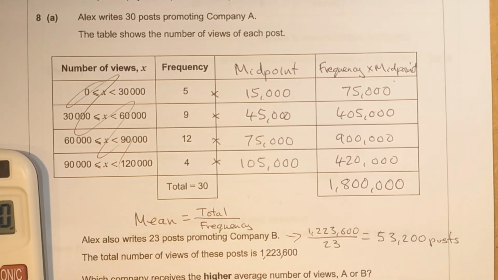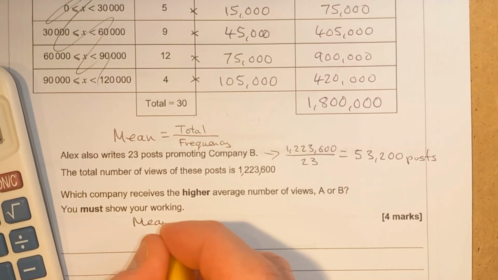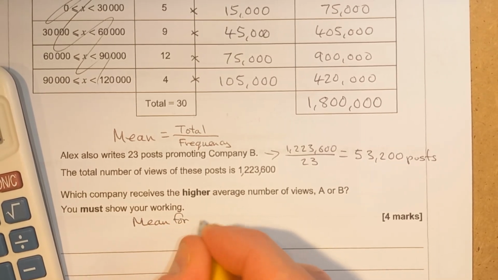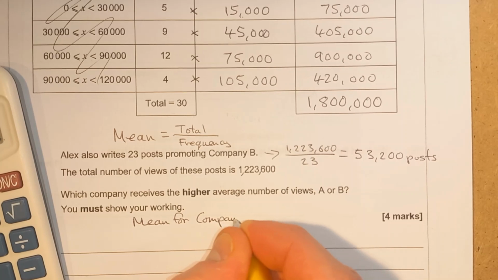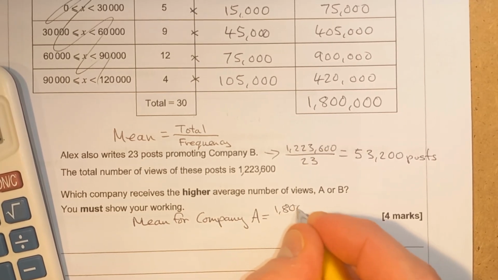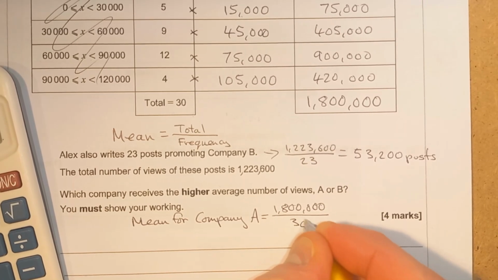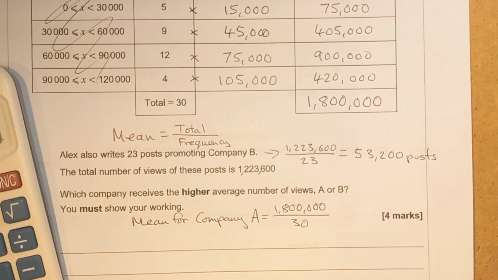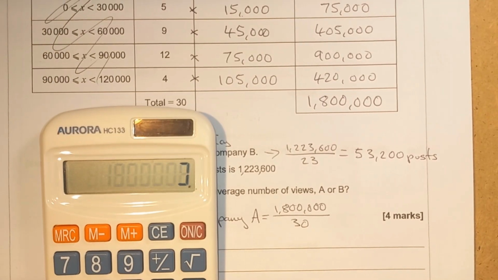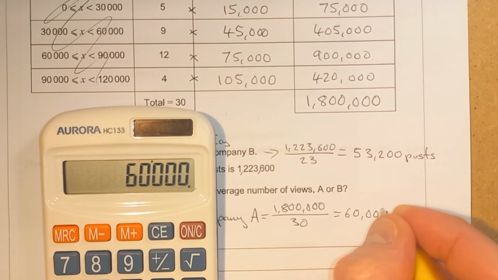Okay, so the mean for company A is going to be 1,800,000 divided by 30, because we had 30 posts there. And that gives us 60,000.